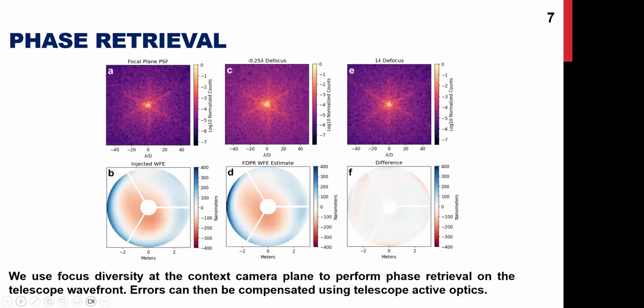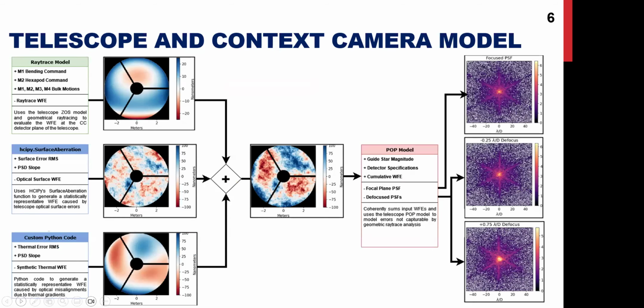This one's probably the most important thing. This is honestly the only really complicated thing about the models, is just the fact that when we're simulating the context camera, we have to perform a ray trace in the background the whole time. So that's basically it.